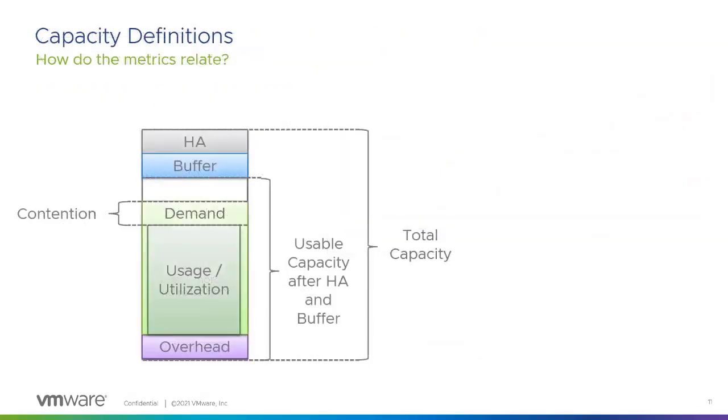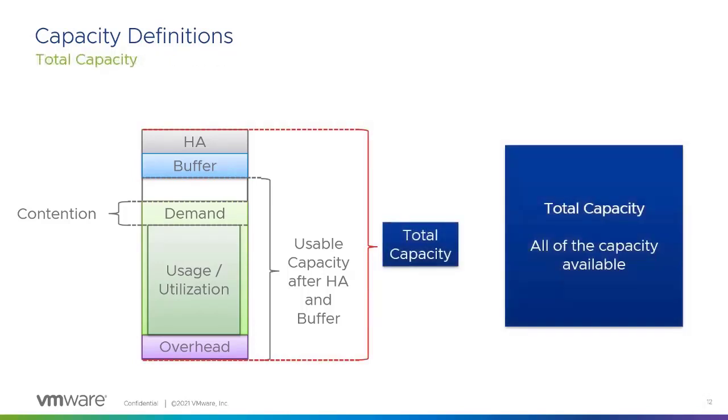So I want to step back and level set on some of the definitions and terms that go into these projections, to help understand what the system is actually telling you. I've created this little infographic here and will run through it quickly and define these terms. It'll help make sense of what these various pieces mean when you're looking at the UI. So total capacity, that's all the capacity, in this case we're talking about a cluster. So it's the total capacity of a cluster itself.